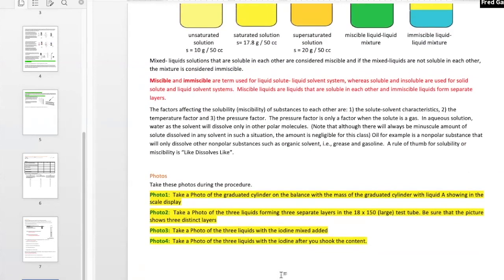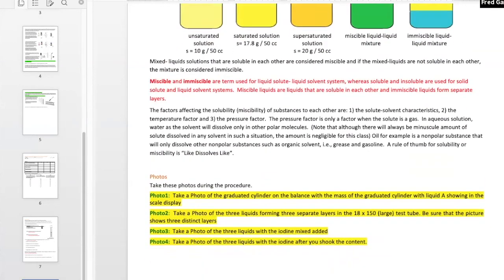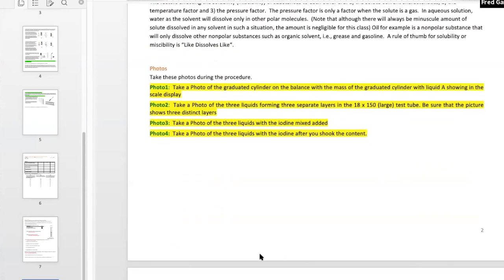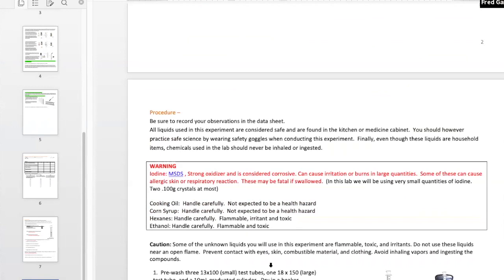So if you take a look at the write-up here, remember you're taking 4 photos. It tells you what they are right here. The chemicals you are going to be using are cooking oil, syrup, and probably ethanol or hexane.